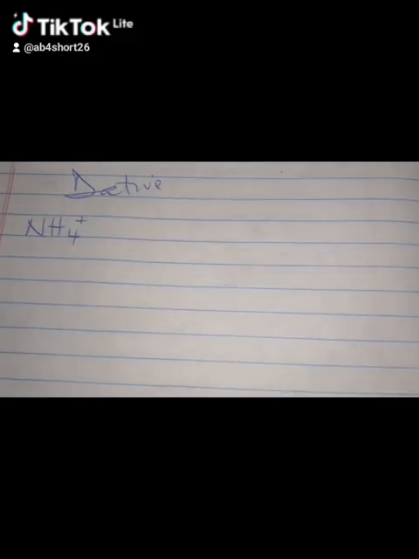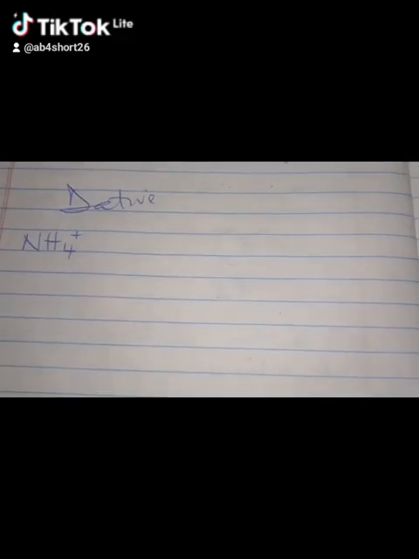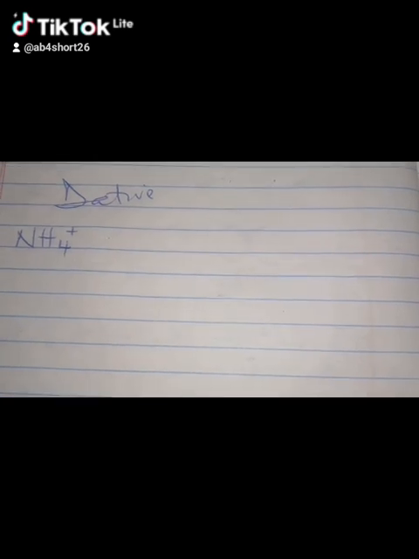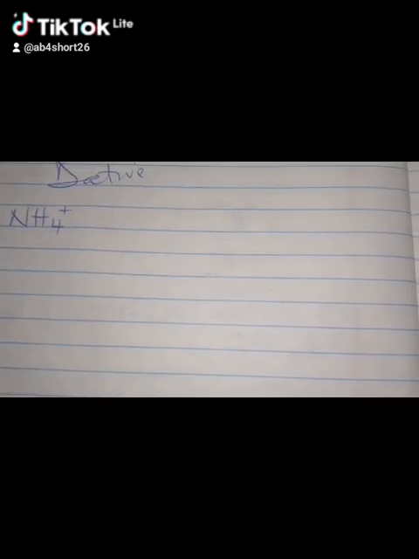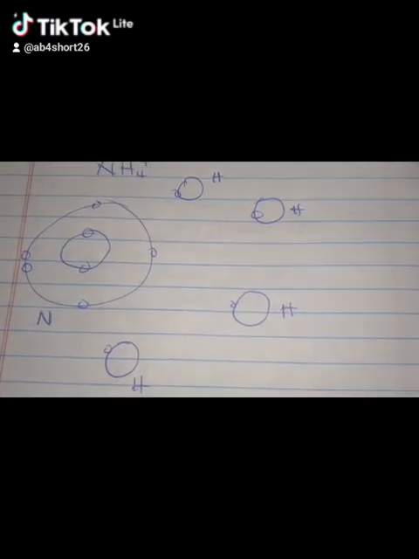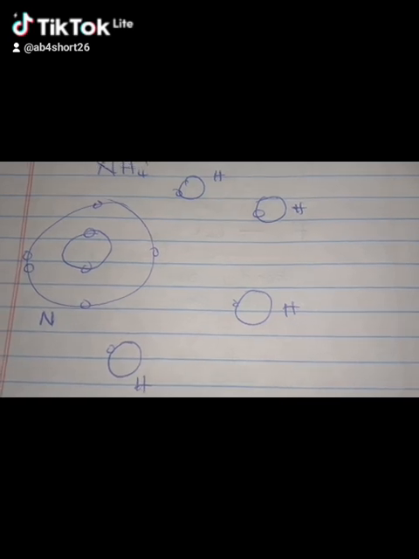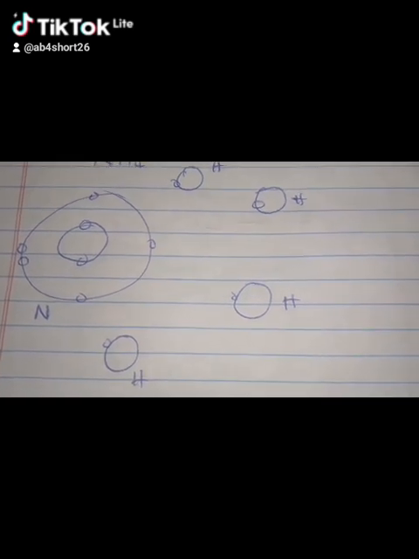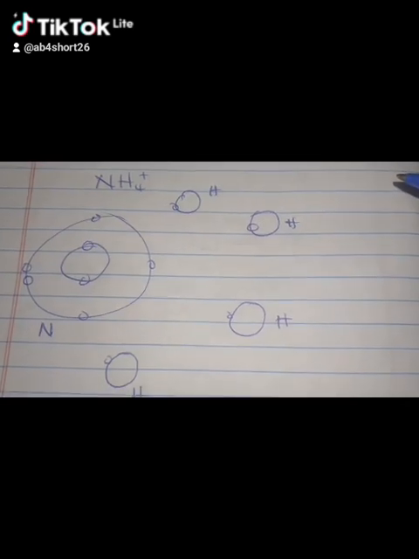The following are examples of compounds that exhibit dative covalent bonding. Let's look at the formation of ammonium. Ammonium has a nitrogen atom and then 4 atoms of hydrogen. Let's draw the structures of the elements present in this ammonium. So nitrogen has 5 electrons in the outermost shell, so it needs 3 more to be stable, whereas hydrogen has only 1. Now, nitrogen is being bonded to 4 atoms of hydrogen.